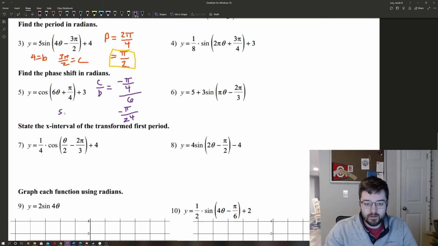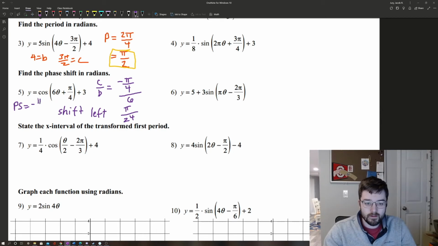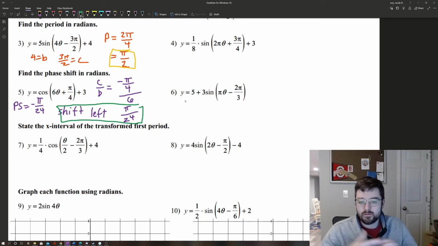and we're going to say that to indicate our phase shift, because just saying it equals negative 24 doesn't really say much. So we're going to say shift left pi over 24. If you want to say maybe PS is equal to negative pi divided by 24, that would work as well. You can probably think about what this would look like on a multiple choice test. If you were asked for the phase shift, we'd be more likely to state the answer like this: shift left pi over 24.